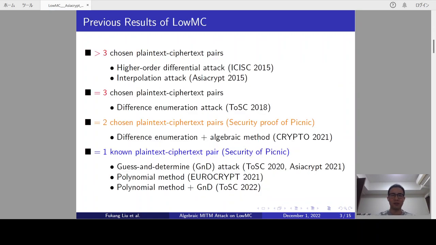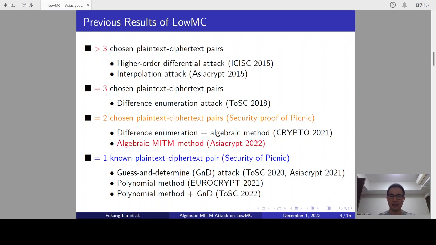In this work, we focus on the cryptanalysis of LowMC, and the previous results can be classified into four types, and we focus on the third type where two chosen plaintexts and a ciphertext pair can be obtained. The attacks in this setting are related to the security proof of the Picnic signature scheme, and we improve the attack in this setting by proposing a new technique called algebraic meet-in-the-middle attack.